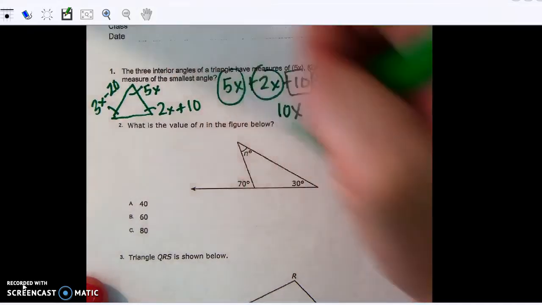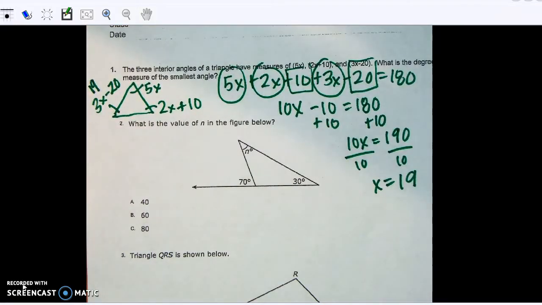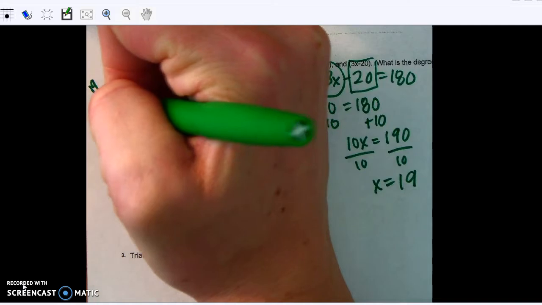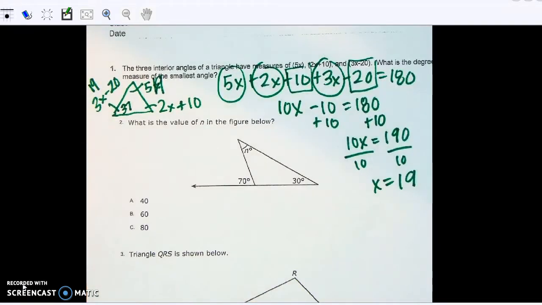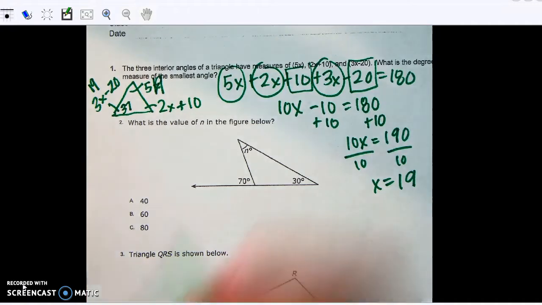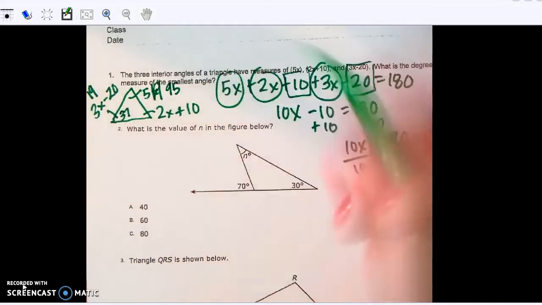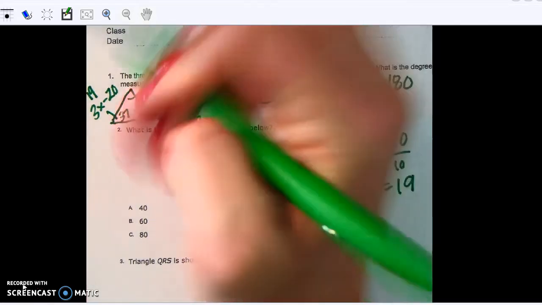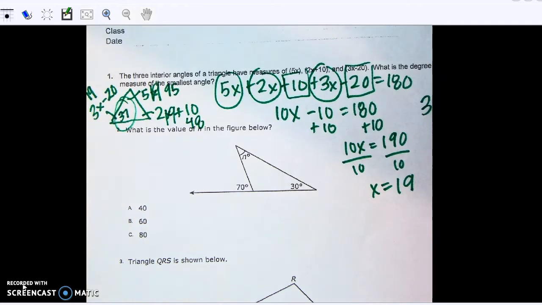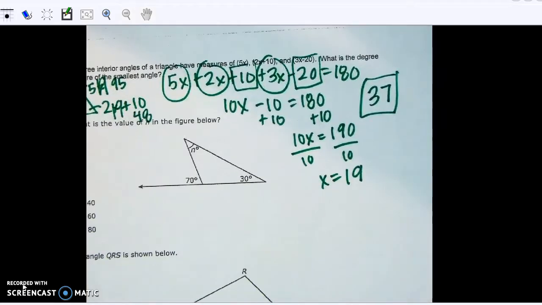So if I substitute 19 in for x here, I get 3 times 19 minus 20, which is 37, so this angle is 37 degrees. If I plug in 19 for x here, I get 5 times 19, which is 95 degrees. And then if I plug in 19 for x here, I get 2 times 19 plus 10, which is 48 degrees. So it looks like my smallest angle is 37 degrees.